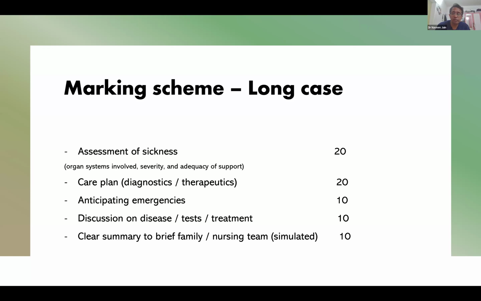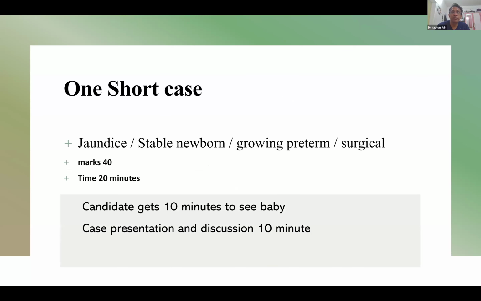So you would go down into the last part of the marking scheme if you answer well and keep the time. For the short case, it could be a baby with a simple problem like neonatal jaundice, a stable newborn also, although I know Sushma madam had suggested in a mail to me that this should be the last resort for having a case for the exam. It can be a growing preterm for most of you, but it could be a post-operative baby who's recovering. 40 marks for a short case, 20 minutes.